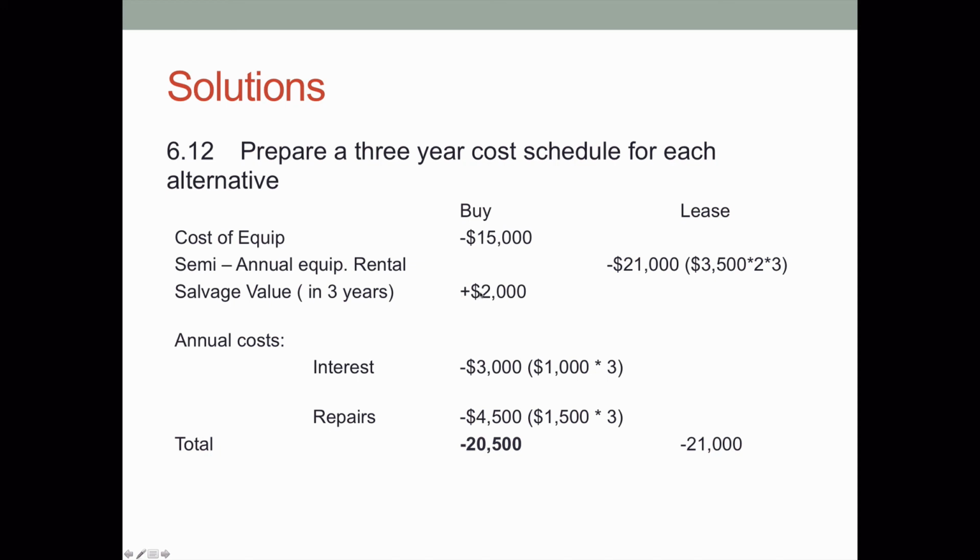If we do buy it, we can sell the scrap in 3 years for $2,000. And then we have annual costs to look at. We have our interest, which was $1,000 a year times 3 years, so it's $3,000. Our repairs were $1,500 a year times 3 years, so that's $4,500. If we add up all of our numbers here for the buy, it's going to cost us $20,500, and if we lease it, it's $21,000. So we're going to choose to purchase it for $20,500 because it's less.